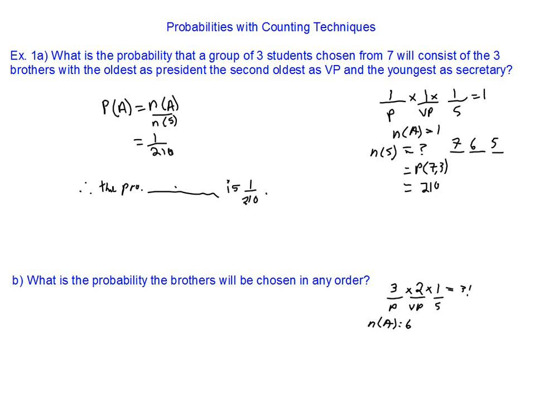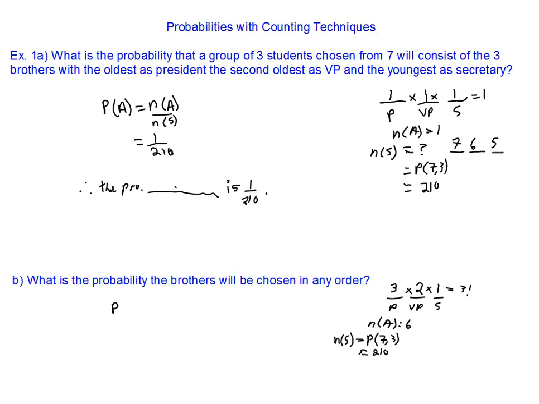And then we can calculate NS. So NS is the total number of ways that a committee could be formed. Well, there are still 7 people. We still need 3 of them. The order is still important. So we need to make sure that we're looking at a permutation of 3 objects taken from 7, or 3 people in this case. So the total number of outcomes is the same as it was before.